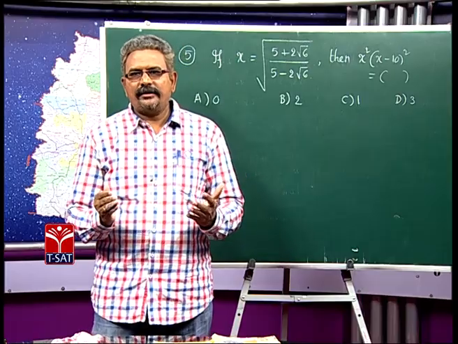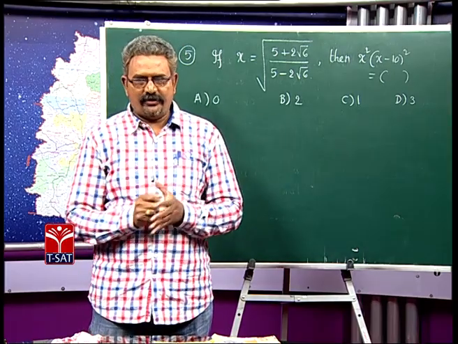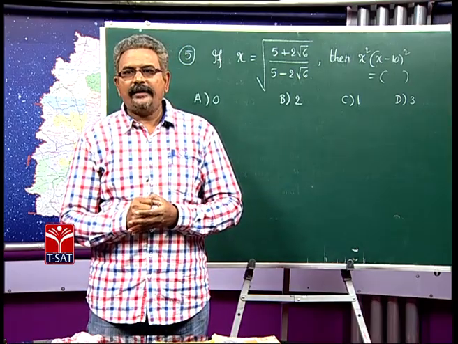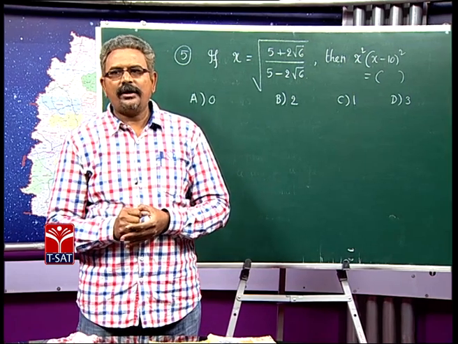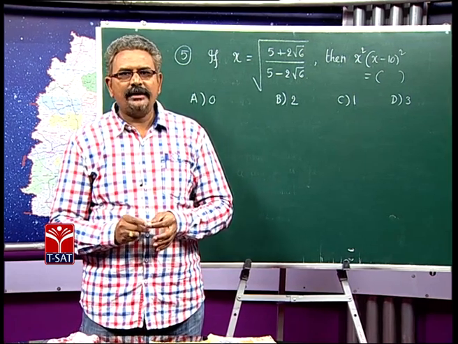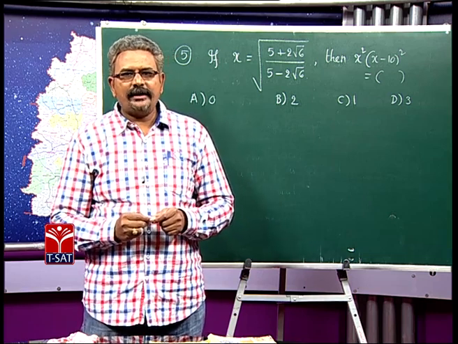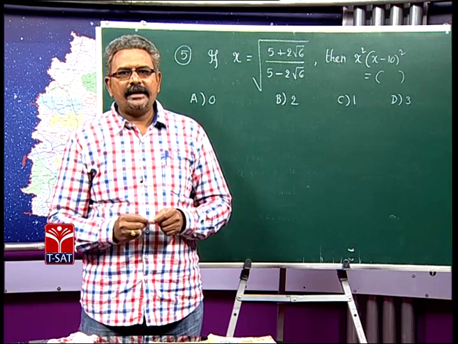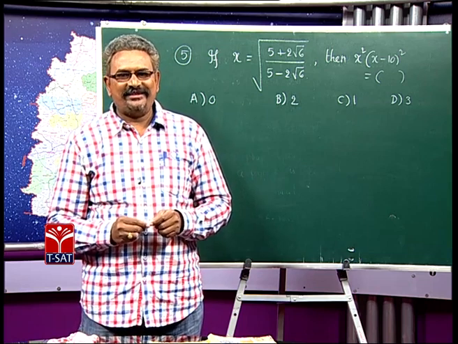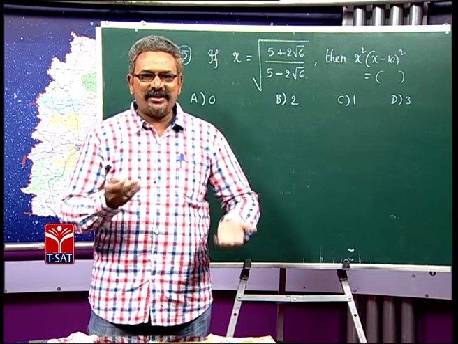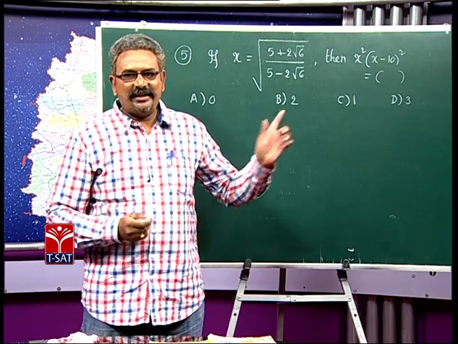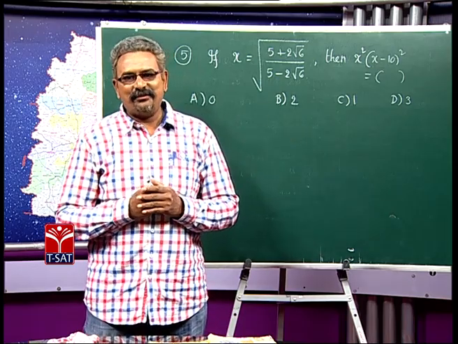Similar type of question may be asked in the examination also, like this. If x is equal to root of (7 plus 4 root 3) by (7 minus 4 root 3), then find x square multiplied by (x minus 14) whole square. So, we can generate the problems ourselves also. Here is one technique of how to generate the problem.